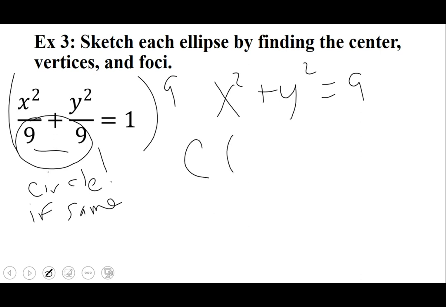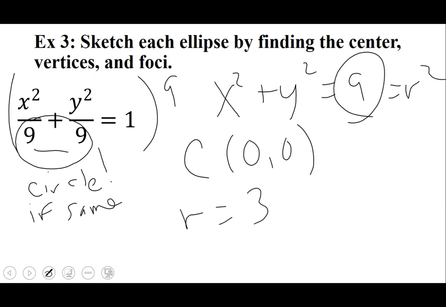Because there's no h and there's no k, you know that the circle has a center of 0, 0. And because you know that this should always be equal to the radius squared, you know that this circle has a radius of 3. Notice that there will be no foci, because if you did a squared minus b squared, you're just going to get 0. So the foci would actually be on top of the center, and there's a reason for that, which we'll talk about in a minute. But again, this is just a circle, which means 0, 0, and then 3 units in all directions.